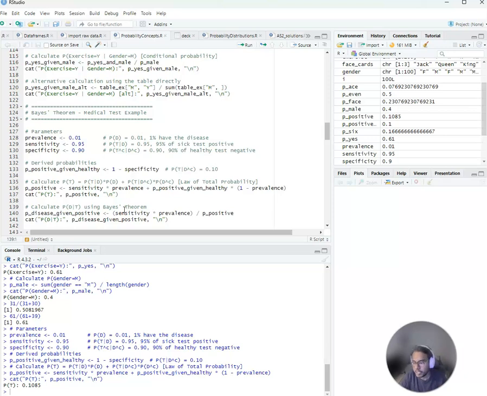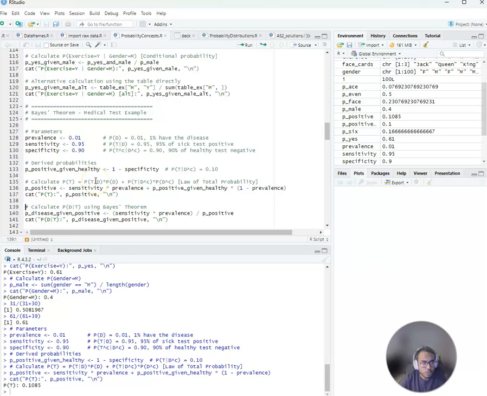So the total probability of testing positive using the law of total probability is 0.1085, which means a 10.85% chance that you will test positive regardless of your health condition.